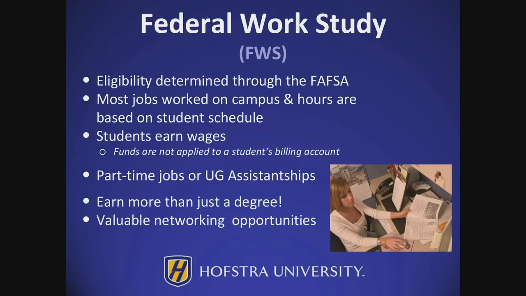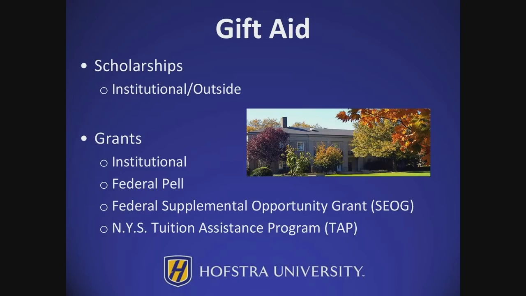Earn more than just a degree. Through federal work study, a student can earn valuable networking opportunities. Gift aid is comprised of two categories: scholarships and grants. Scholarships can be awarded by the institution or by an outside institution. Grants are comprised of institutional, federal Pell, Federal Supplemental Educational Opportunity Grant, or SEOG, and New York State Tuition Assistance Program, also known as TAP.